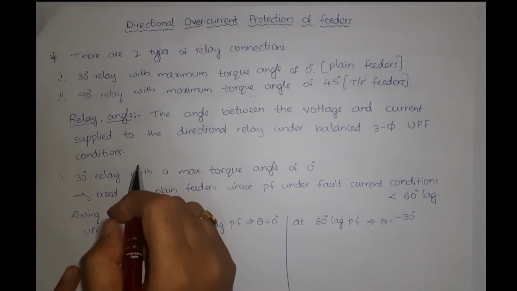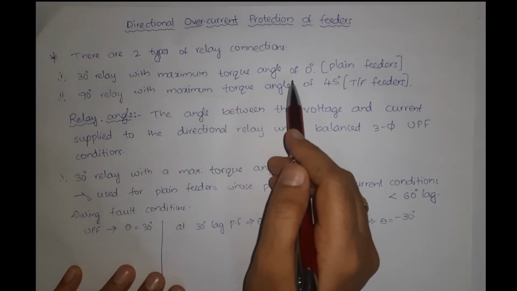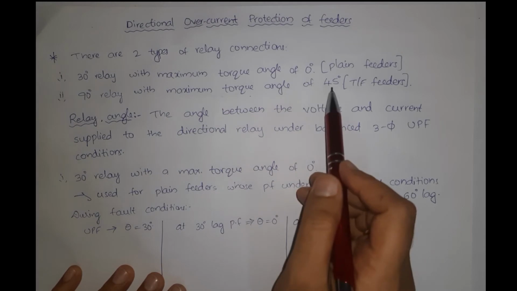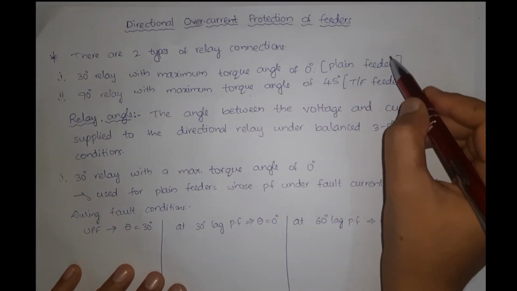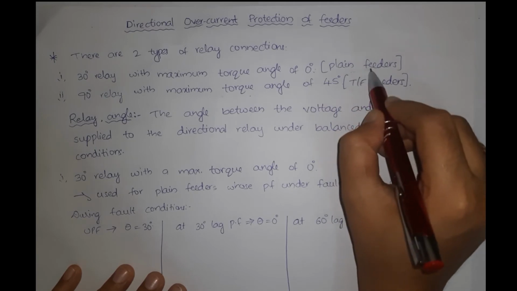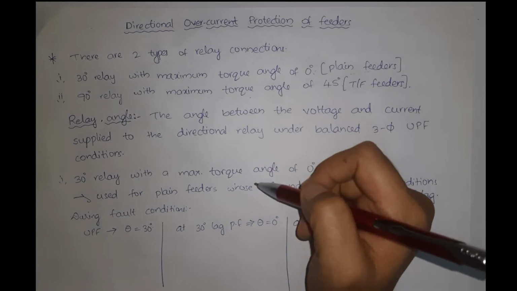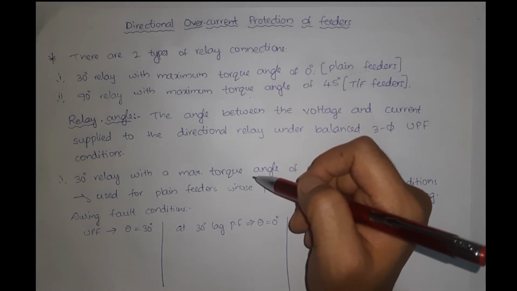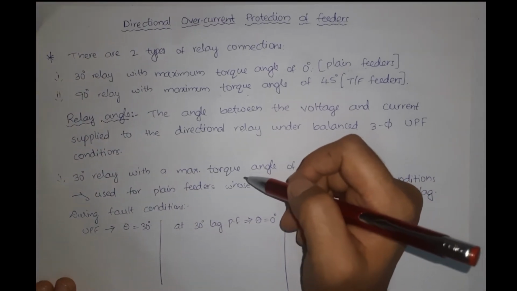So there are two types of relay connections: the 30 degrees relay with maximum torque angle of 0 degrees, and the 90 degrees relay with maximum torque angle of 45 degrees. The 0 degrees maximum torque angle relay is used for plain feeders, while the 90 degrees relay with maximum torque angle of 45 degrees will be used for feeders with transformers. Now let us see what this 30 degrees relay or 90 degrees relay is.